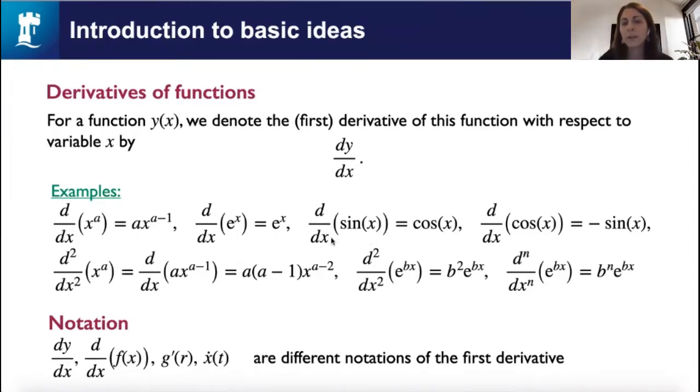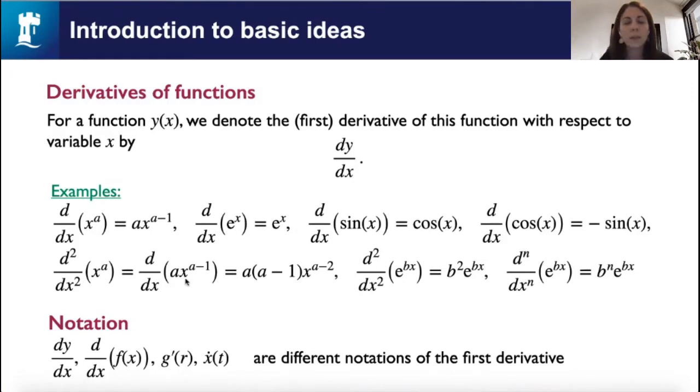We can also define the derivative d/dx of the sine and the cosine functions, and similarly of other trigonometric functions, as you can see here. Once we have defined and calculated the first derivative of the function, we can then continue to find higher order derivatives, such as the second derivative. This can be found by taking the derivative of the first derivative. For example, if we consider our power x to the a, and we want to find its second derivative, it is equal to the derivative of the first derivative, which we have found above.